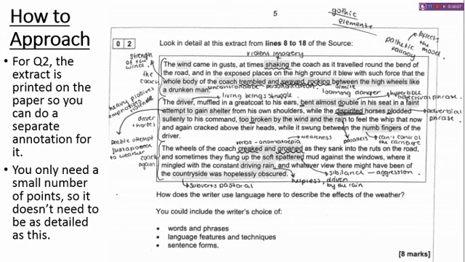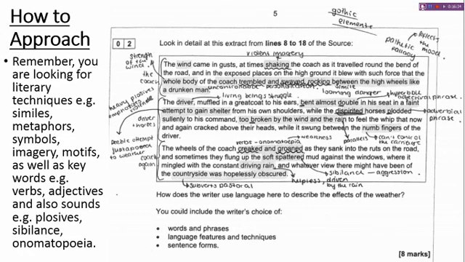The second thing to note is that you only need a relatively small number of points, so it doesn't need to be as detailed as this. This obviously is an extremely detailed answer. If you can do something like this, wonderful, but you only need a lot less than that. But it's useful if you look at this closely. It's useful to be able to see the kind of points that this person was planning to use, and in fact you'll see their actual answer again shortly after this.